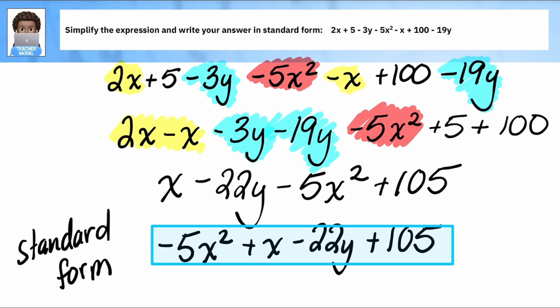Now, if you had negative 5x squared minus 22y plus x, would that be okay? Yeah. Because the x and y are both to the first degree, I don't think it really matters which one came first. All right, so hit pause and jot this down into your notes. And we're going to do one more example together.